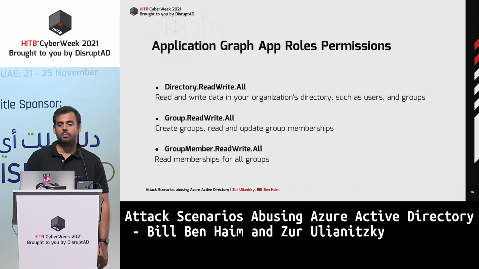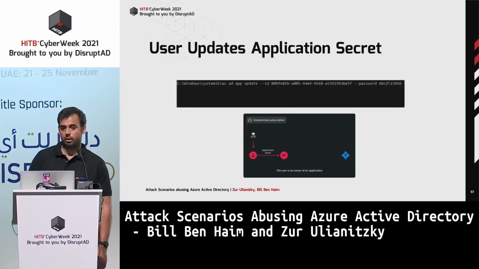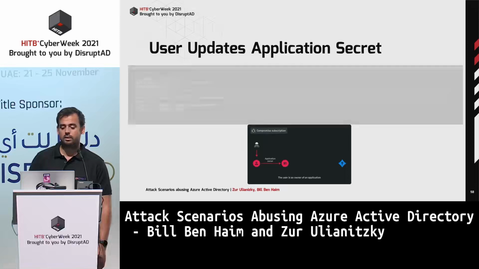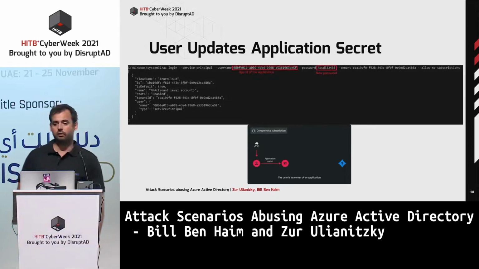A compromised application with one of the following permissions will allow the attacker to add a member or an owner to any non-assignable Azure AD group within the Azure tenant. That's great. So the attacker then uses the ownership of the application to add a new application password. And then he uses the newly created credentials to authenticate on behalf of the service principal which is associated with that application.